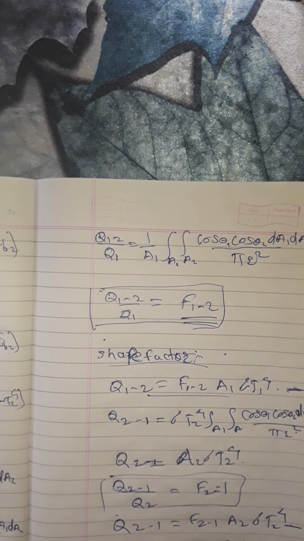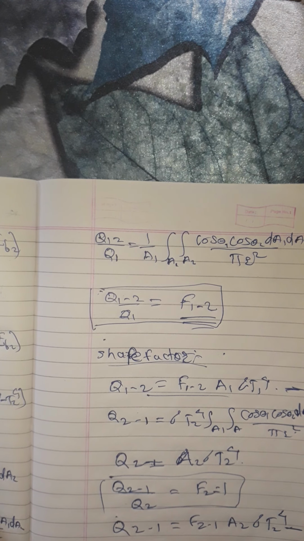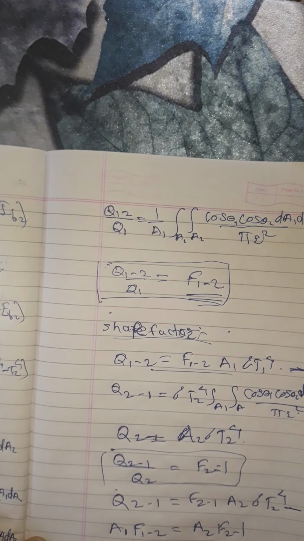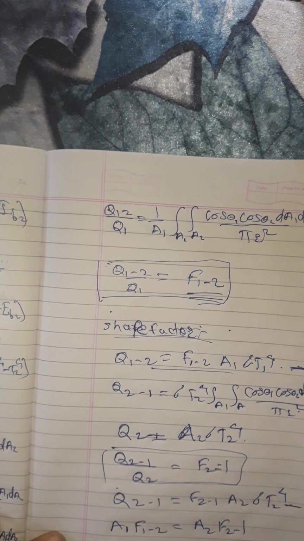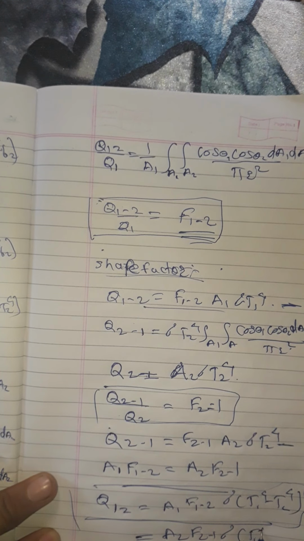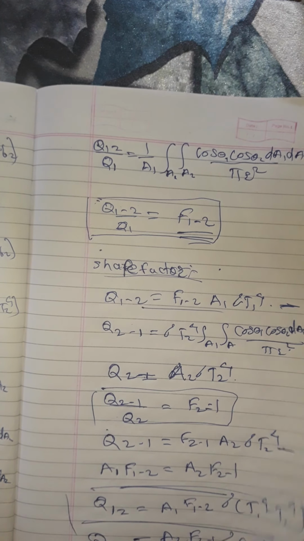This is known as the reciprocity theorem, and it indicates that the net radiating interchange may be evaluated by computing the one-way configuration factor from either surface to the other. Thus the net rate of heat transfer between two surfaces A1 and A2 is given by Q1 to 2 is equal to A1 F1 to 2 sigma (T1 raised to 4 minus T2 raised to 4). This is a very important formula. Or A2 F2 to 1 sigma (T1 raised to 4 minus T2 raised to 4). This is the net rate of heat transfer.